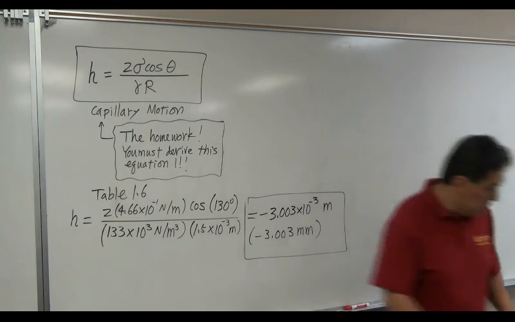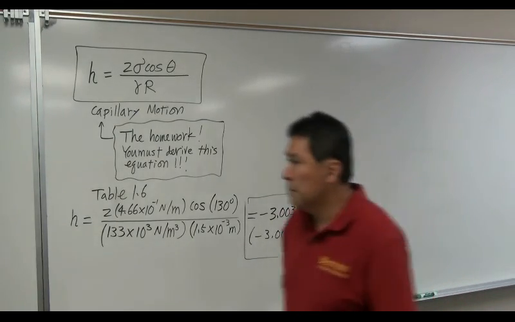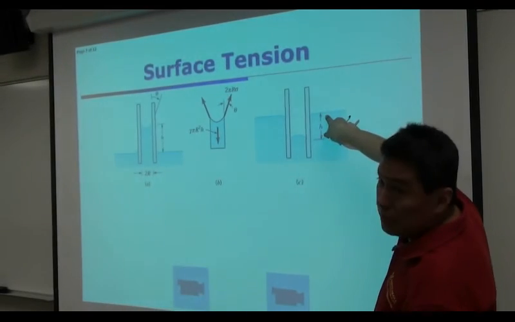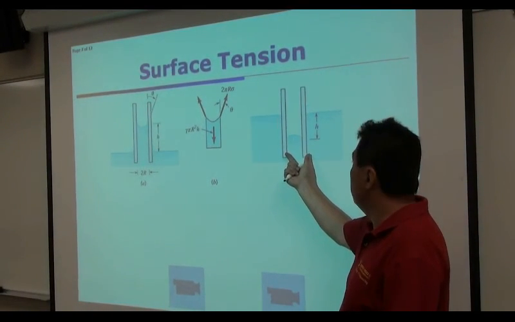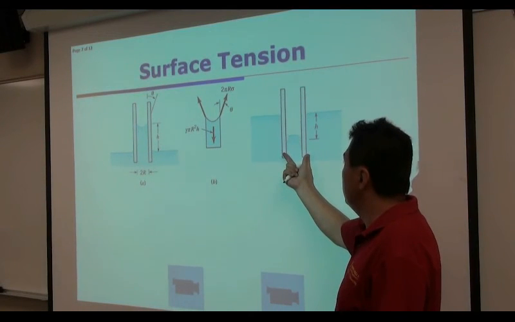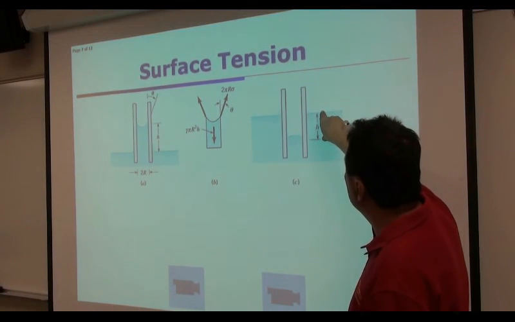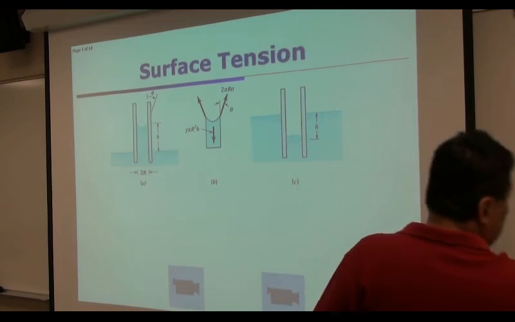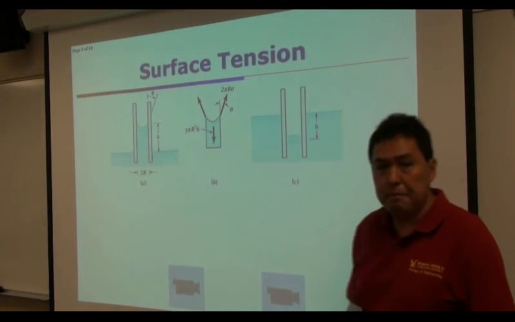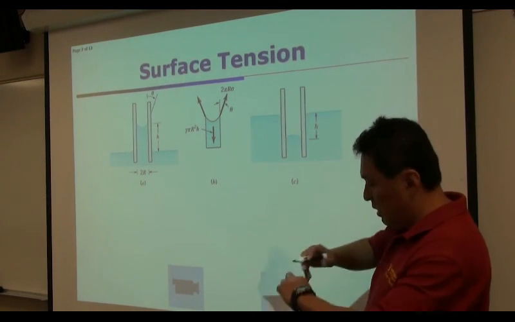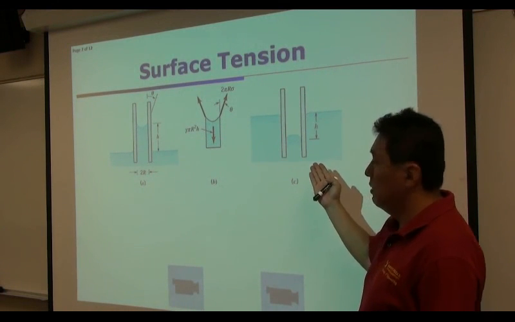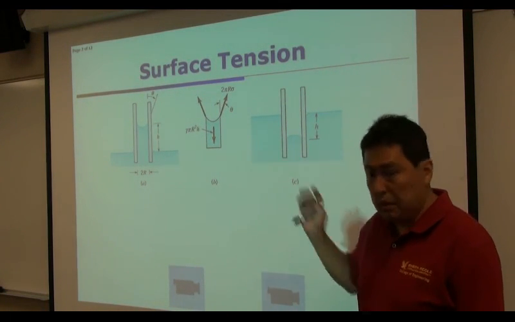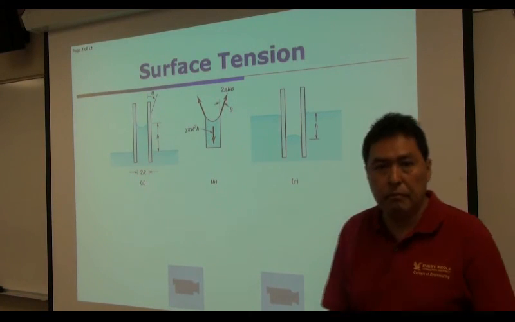Okay. So let's go back to the previous page. So this H, if you have a 3 millimeter diameter glass tube inserted vertically into the dish of mercury, you are going to depress the mercury by the amount of 3 millimeter. What is causing it? It's done by surface tension. It's called capillary motion. Okay, that's it.